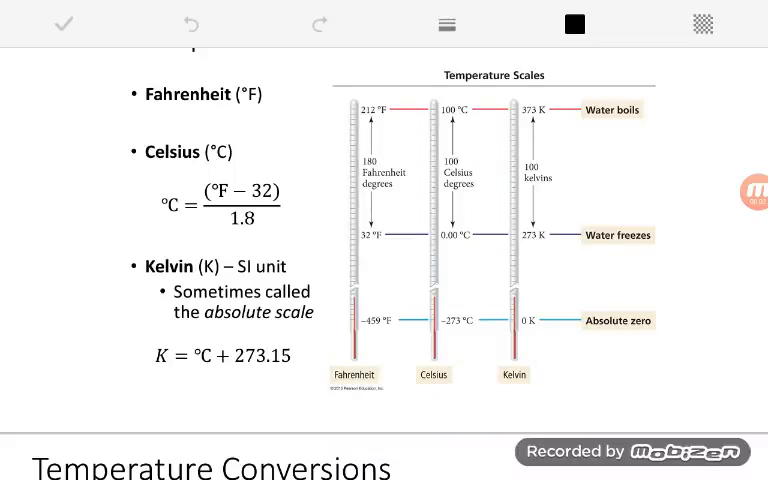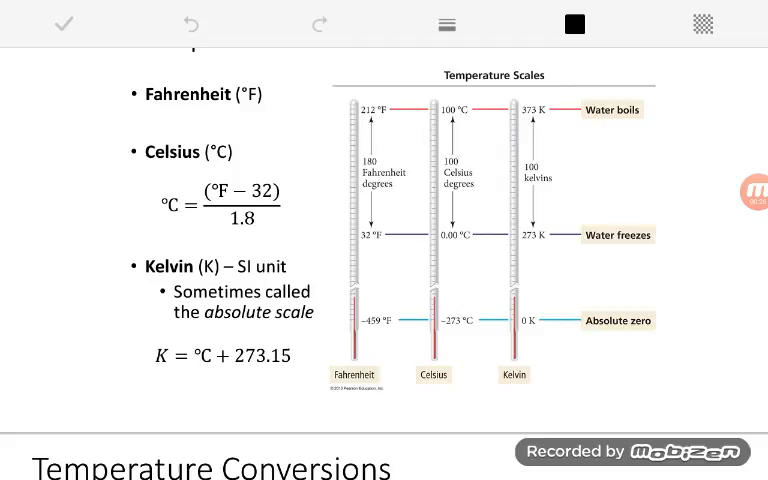There are three common temperature scales used worldwide: Fahrenheit, Celsius, and Kelvin. Fahrenheit is the system most commonly used in the United States. Celsius is a scale most often used in countries which employ the metric system, and Kelvin is the scale most often employed by scientists. It is the standard international unit for temperature.